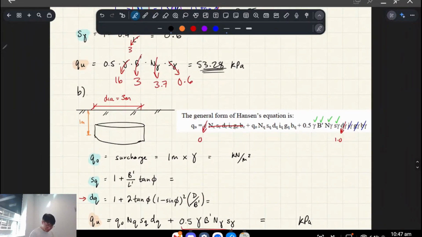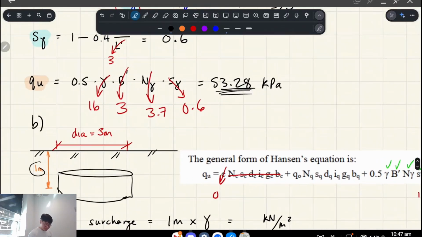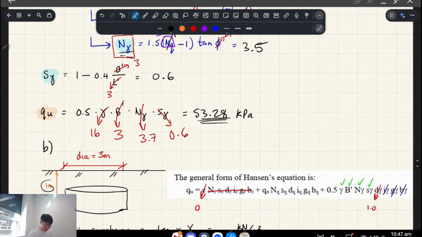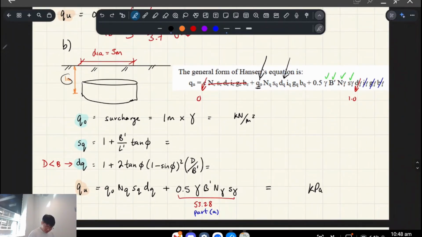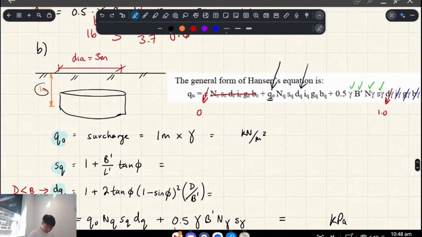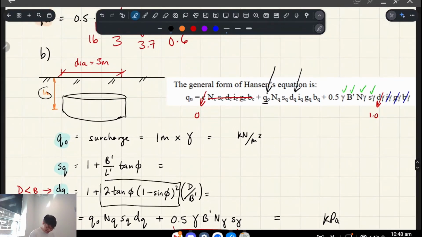Okay, in scenario B, we've embedded our footing 1 meter into the ground now. This means that we now have a surcharge, and we also have to account for our D factors. This one on the right is still 1, but we have to calculate DQ, which means we also have to calculate this thing by hand, which is annoying. Normally this is from the table, but we have a unique angle of 21.